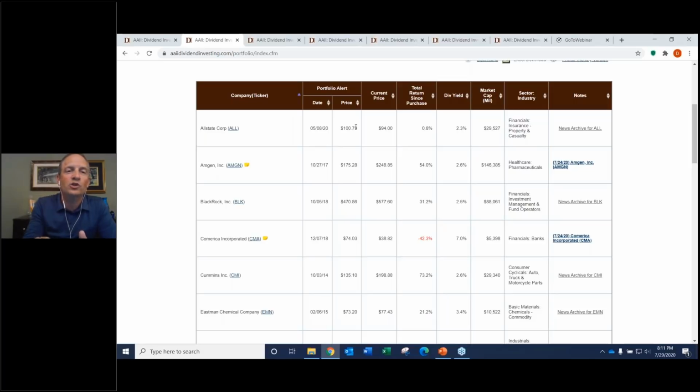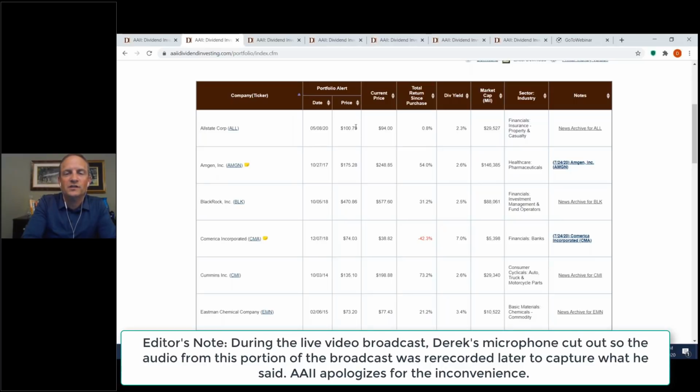You can see the date that we transacted on, and again, you can see the dividend payments that come into the DI portfolio. A few other things on this tab. We have the current price. We have the total return since purchase.